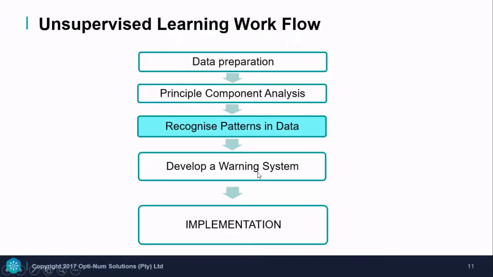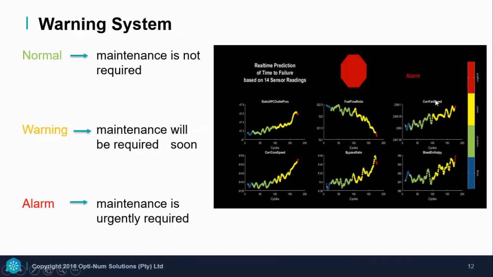So now we can develop a warning system using these patterns. This image here shows a dashboard where signals have been interpreted in real time. Here we can see that the data progresses from a long time until maintenance is required to a medium time until maintenance is required to a short time until maintenance is required. And for this last bit in red, an alarm is generated because maintenance is urgently required, and these last data points are actually where these engines failed.